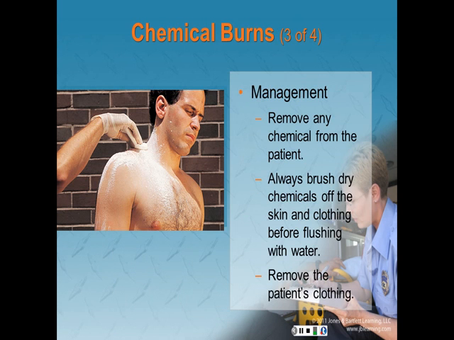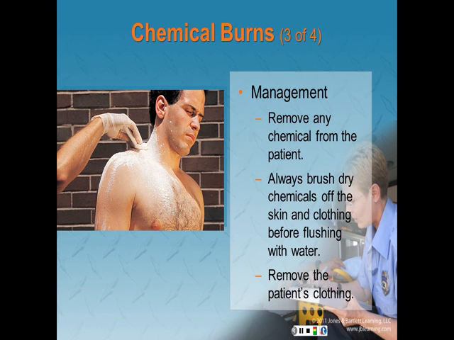Treatment can be specific to the chemical agent. To manage these types of burns, we want to, number one, stop the burning process and remove any chemical. If the chemical is dry powder, we brush it off the skin and clothing before we flush it with water. There are some dry chemicals that react violently with water. You want to remove the patient's clothing, including shoes, stockings, gloves, and any jewelry or glasses.